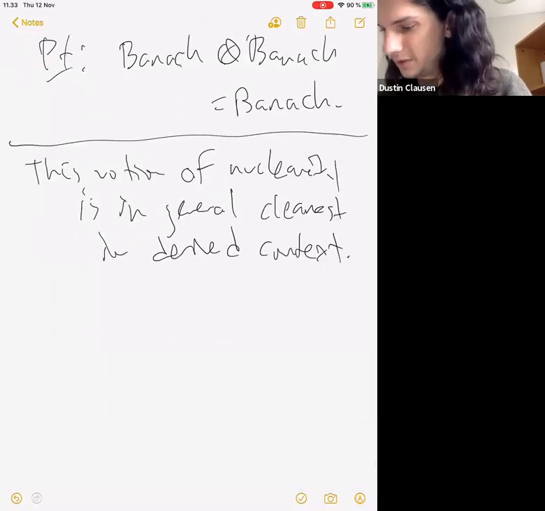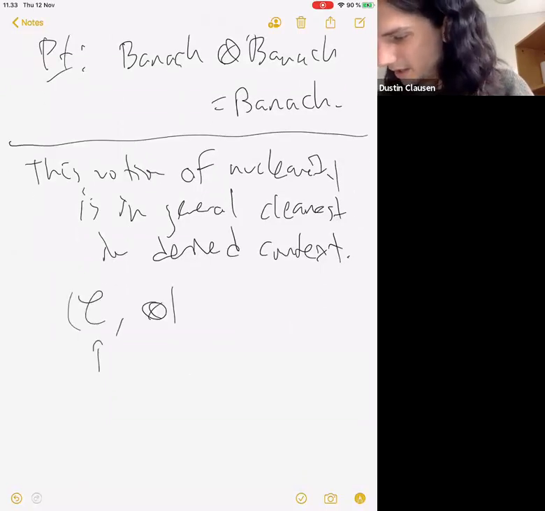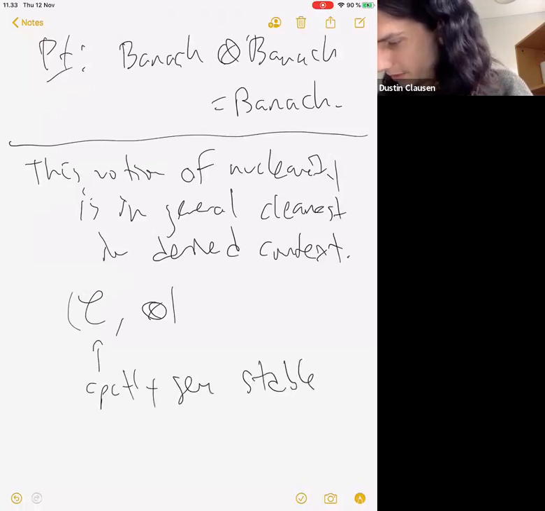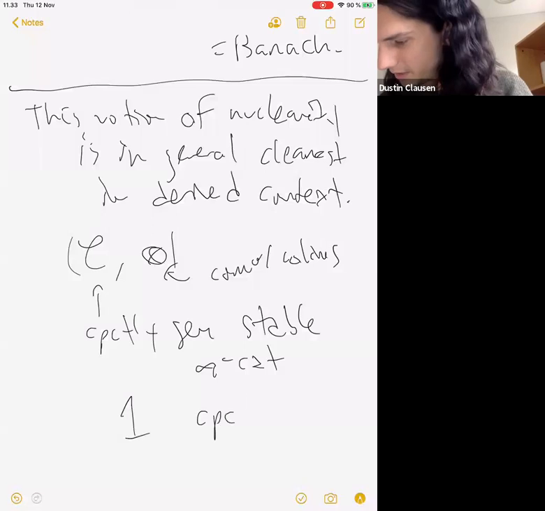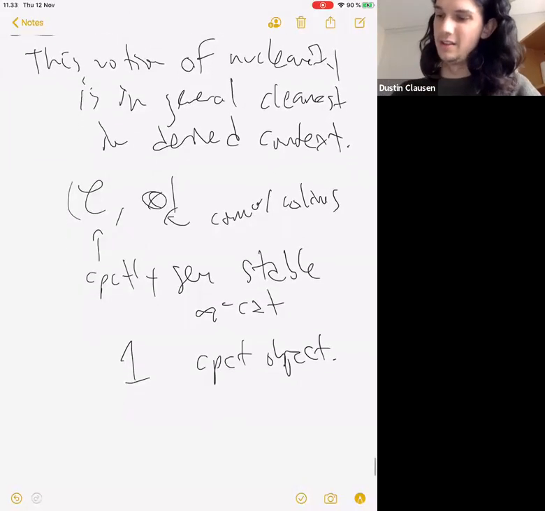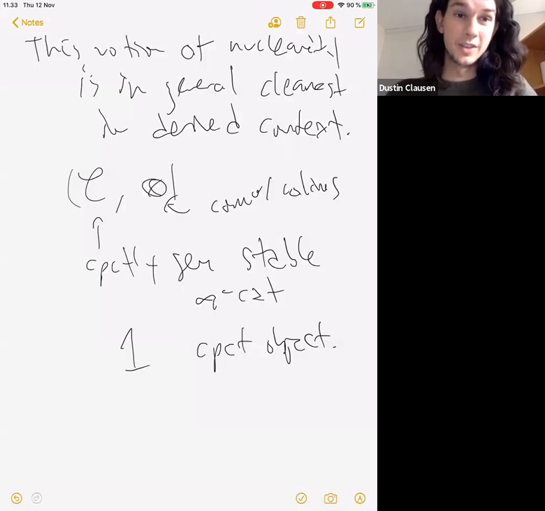So a good context would be, for example, C a compactly generated stable infinity category with a tensor product commuting with colimits. And maybe I want to say that the unit is a compact object. But we don't require that the compact objects are closed under tensor product. Okay?